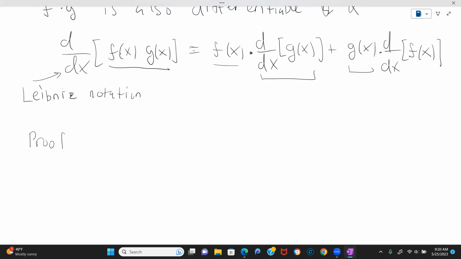So here's the proof. It's going to use our well-beloved trick of adding in zero in a clever way.